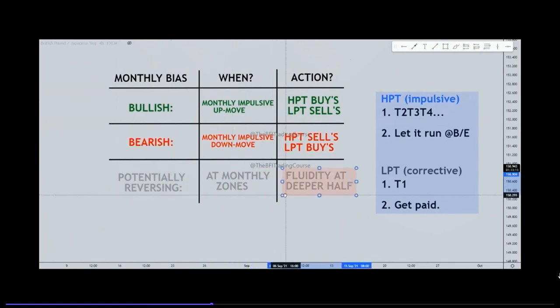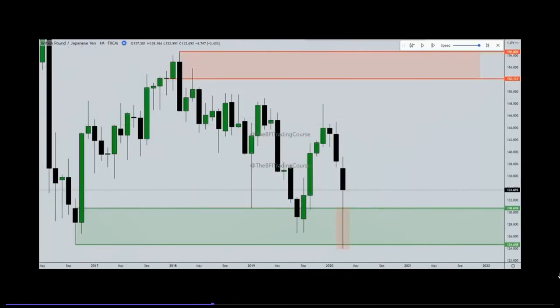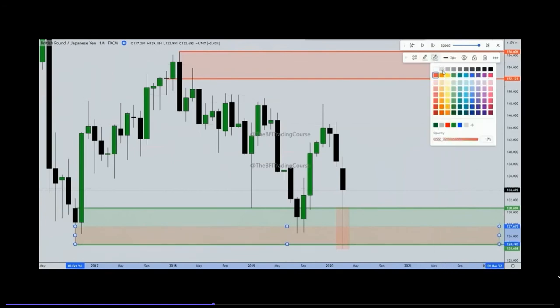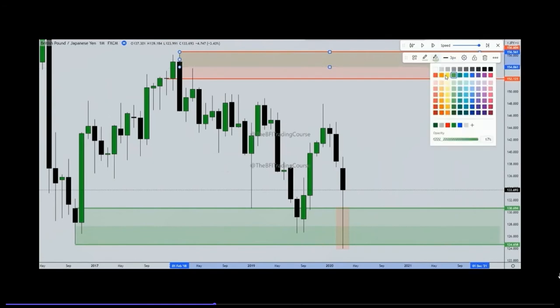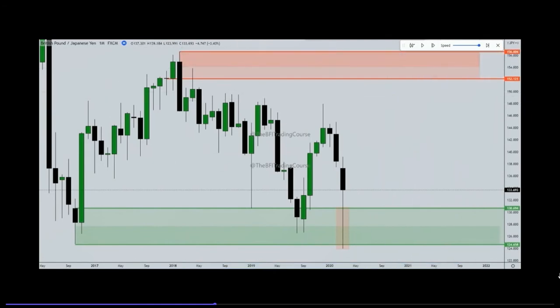Well, fluidity at the deeper half. What can I say here? Obviously, every buy zone has a deeper half, and every sell zone a deeper half. Well, the best advice I can give is maybe on your little time frames, buy in the deeper half of a monthly zone. Guess what retail are doing there? Selling.